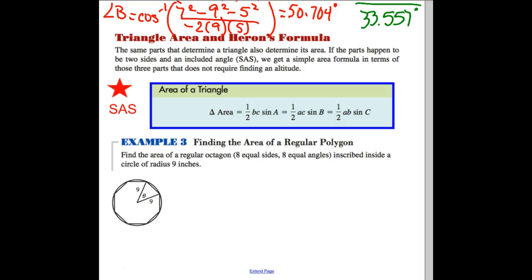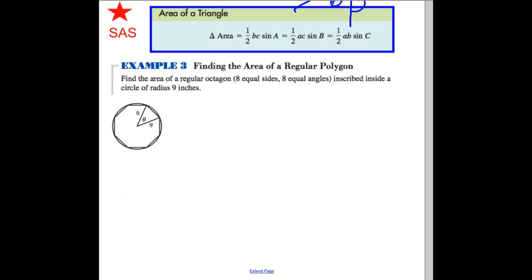Okay? So if you are given side, angle, side, right? So we know this, and we know an angle. My area would be 1/2 x times y times the sine of theta. Okay? So very useful if you're given a side angle side situation. Easy calculation.